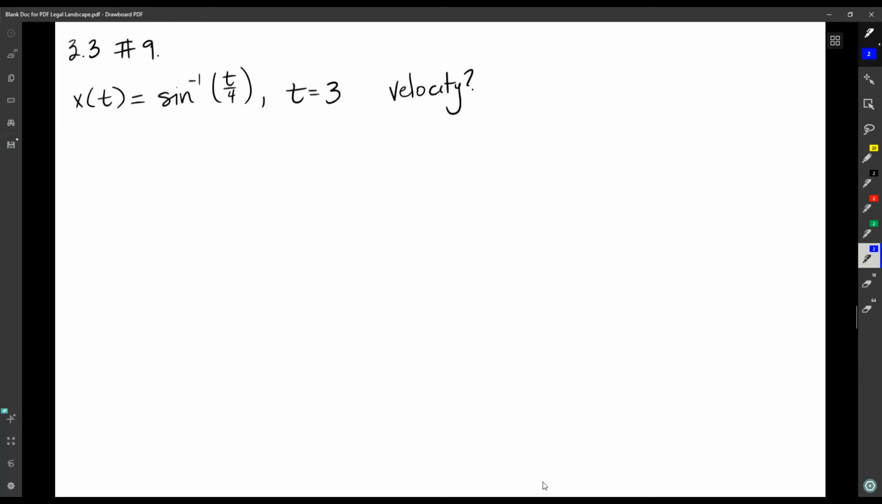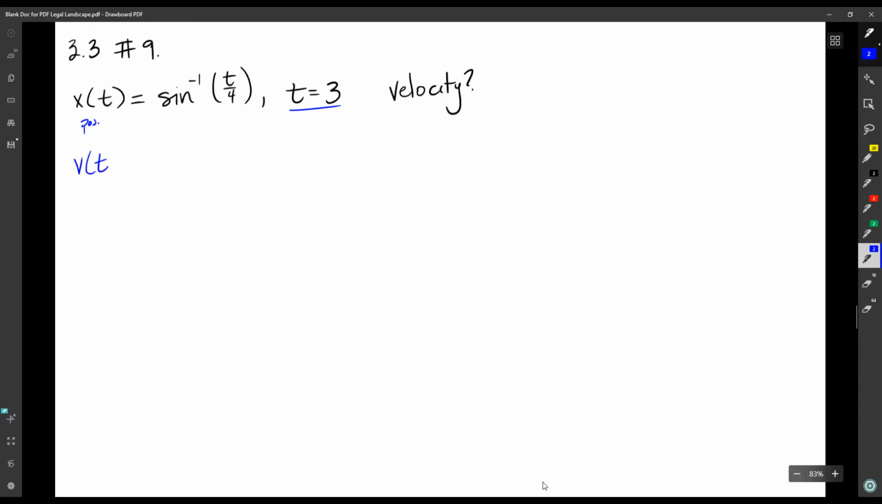Here's number 9 from section 3.3. We're given a position function, x of t equals the inverse sine of t over 4, and we're asked to find the velocity of the moving particle at t equals 3. So the first thing we're going to do is just find the velocity function.